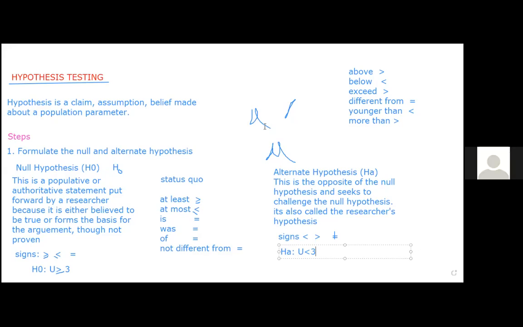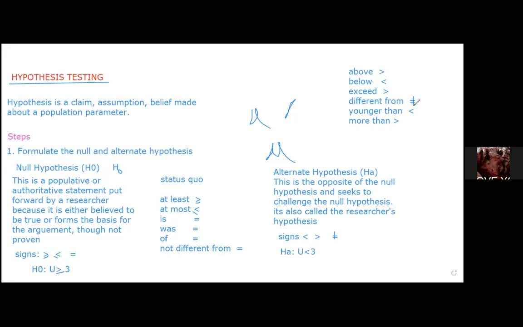Step is a different from sign. Different from is not equal to. I have to cross it. Okay. Different from is not equal to. So put your hand down. After asking your question, put your hand down. So different from is not equal to.